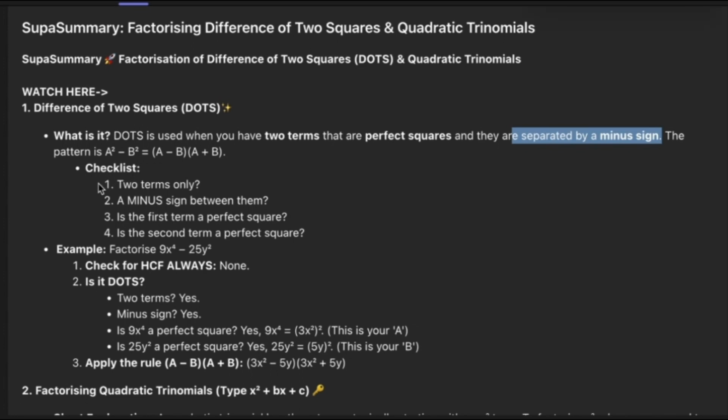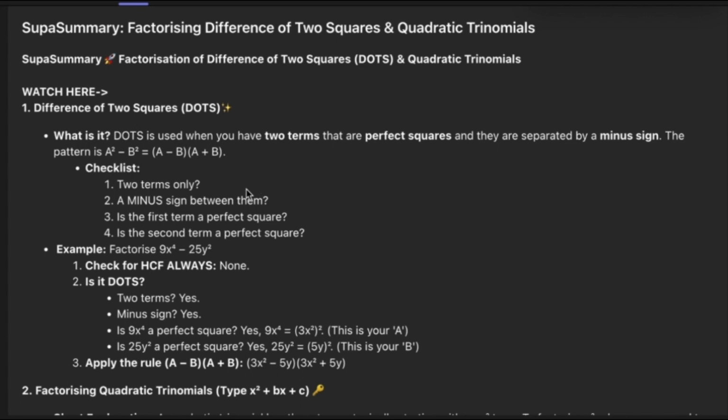For example, this is the pattern. We have a squared, b squared separated by a minus. And what are we going to do when we see something squared minus something squared? We're going to put down our brackets, put down a minus, put down a plus, and then find the square root of the first term, a squared, and the square root of the second term, b squared, and we put a in the front and b at the back of the brackets.